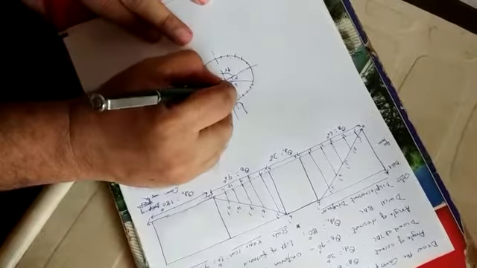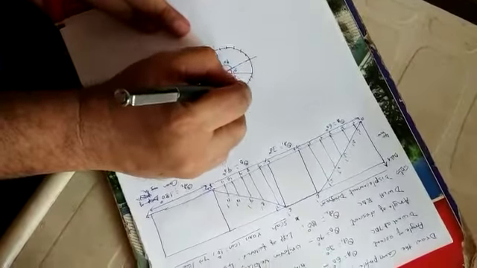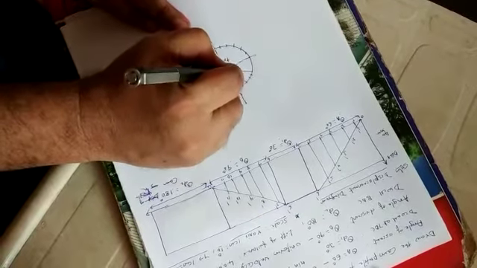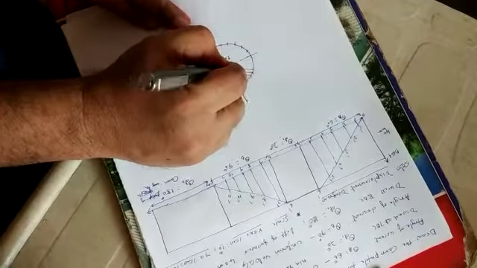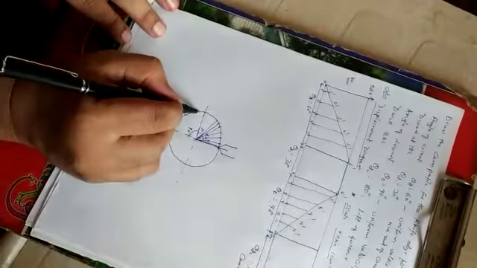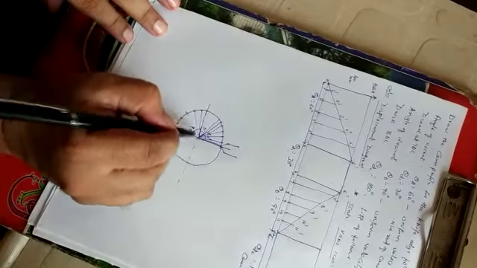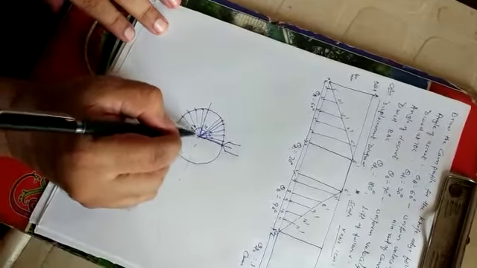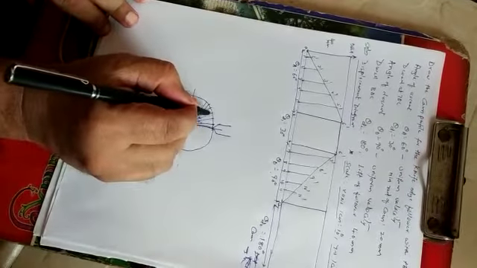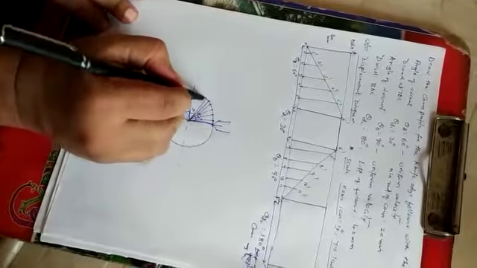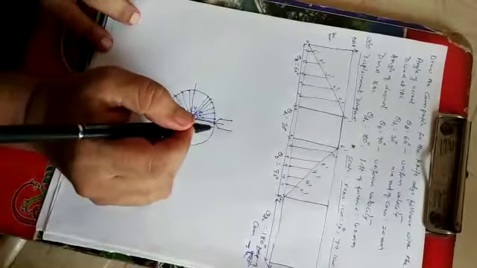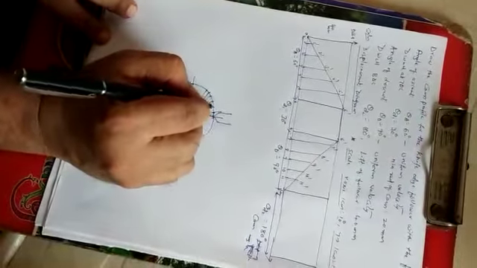Then the next step is I am going to join these lines with the center, and similarly here also I am going to join the center. So these points are 1 2 3 4 5 6. Next step is I will extend these lines a little bit further.